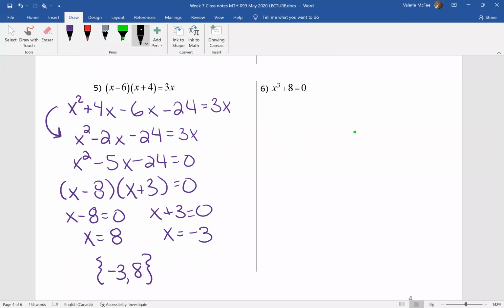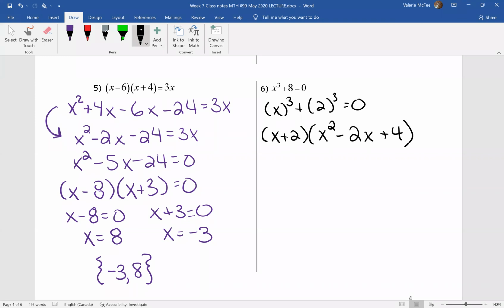Question 6 is a sum of cubes. We can write this as x cubed plus 2 cubed. Now, I hope you've got the formula for factoring a sum of cubes memorized. A plus b times a squared minus ab plus b squared. Of course, remember that's equal to 0.